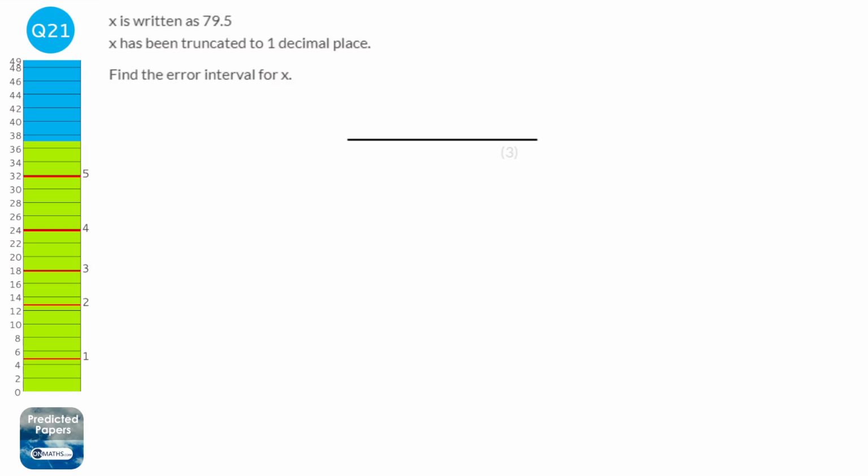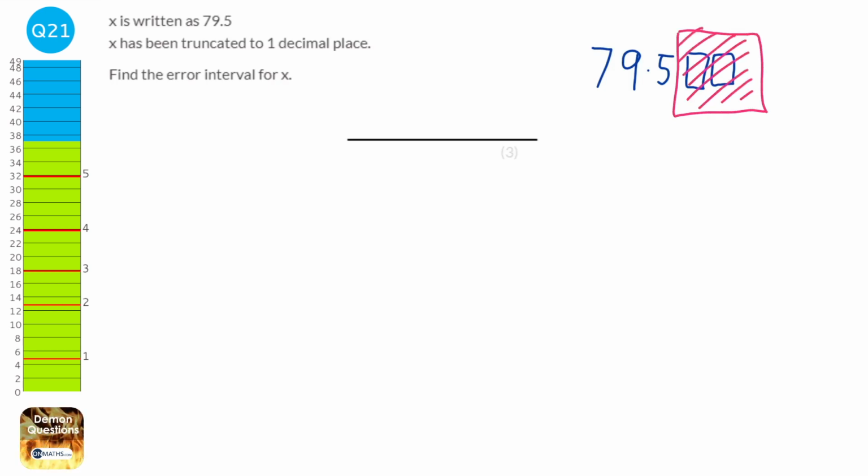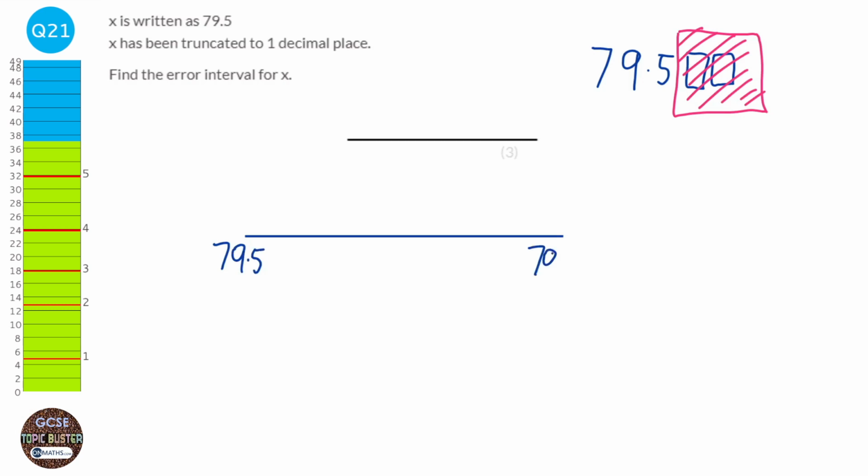The word truncated means that we just literally cut off the next number along. So if we imagine this is our number, we just cut it off. So it's not the same as rounding. We just don't change this digit at all. We just cut off the remaining digits. So the smallest number it could be before it was cut off is 79.500000. The largest number it could have been, well, it could have been 79.5999, etc. So that's the largest it could have been.